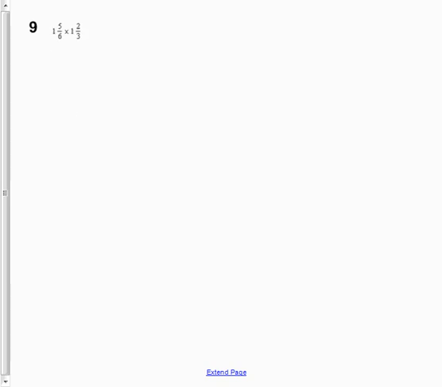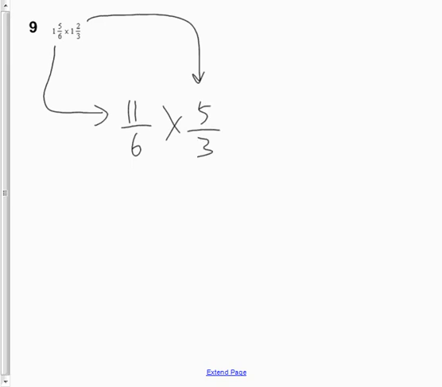Question 9. Ooh, wow. A lot of people got it wrong. Only 64% got the correct answer, I think. Question 9. 1 and 5/6 as an improper fraction is 11/6. Multiplied by 1 and 2/3 as an improper fraction is 5/3.